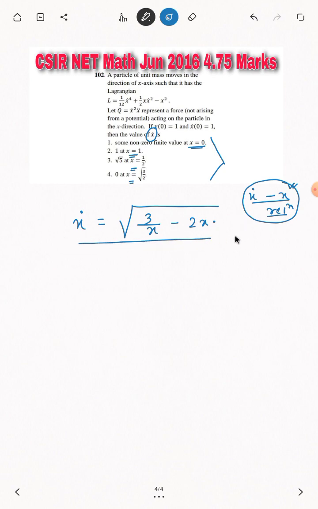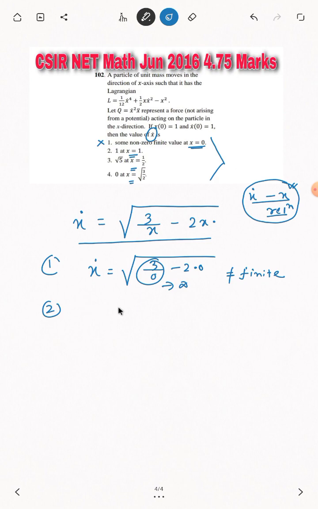That relation is done. Now the problem is very much clear to all of you perhaps. Now you can easily solve all this. Let us go to the options one by one. First, option 1. They are saying the value of x dot will be some non-zero finite value at x equal to 0. Let us put x equal to 0. So x dot is equal to root 3 by 0 minus 2 into 0. This quantity will go to infinity, so that is not finite. Clear? So obviously 1 is wrong.